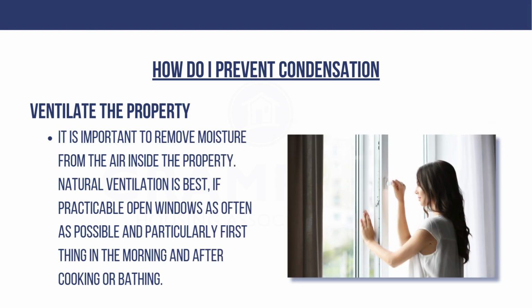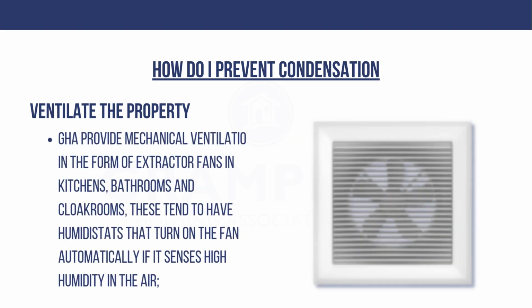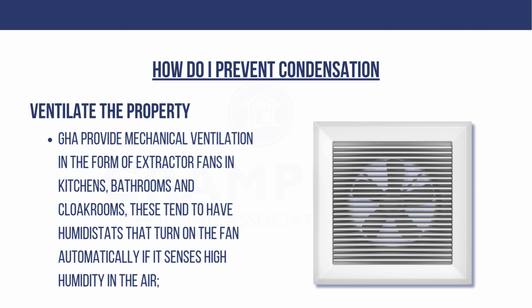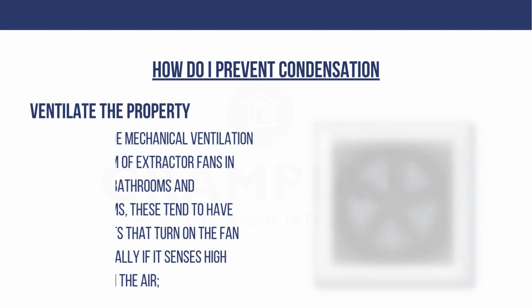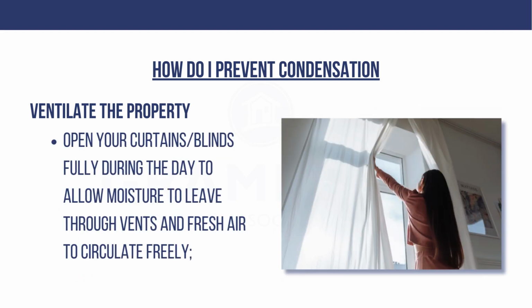It is important to remove moisture from the air inside the property. Natural ventilation is best. If practicable, open windows as often as possible, and particularly first thing in the morning and after cooking or bathing. GHA provide mechanical ventilation in the form of extractor fans in kitchens, bathrooms and cloakrooms. These tend to have humidistats that turn on the fan automatically if it senses high humidity in the air. Open your curtains and blinds fully during the day to allow moisture to leave through vents and fresh air to circulate freely.